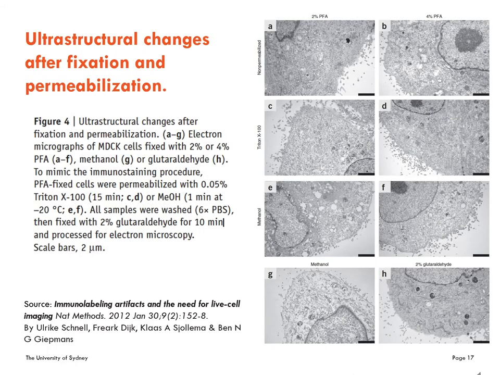There's another example in this Nature Methods paper showing ultrastructure change after fixation and permeabilization. Here they compare methanol, 2% PFA, and 4% PFA for fixation, and also 0.05% Triton and methanol for membrane permeabilization. That's why it's good to compare different fixation and permeabilization methods when you prepare your sample.